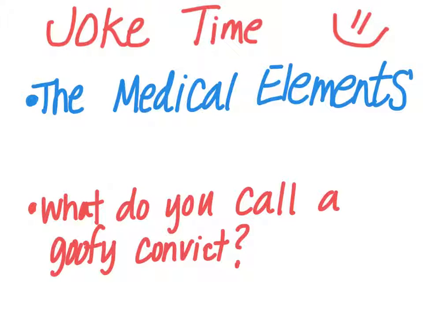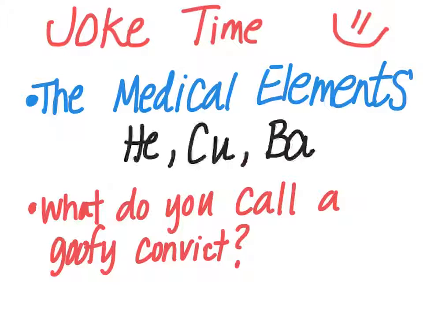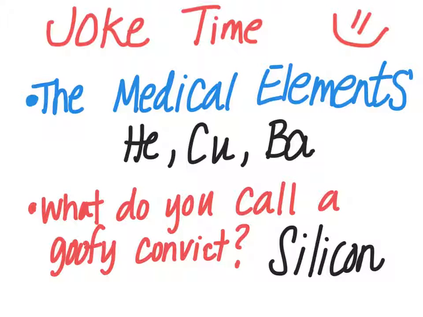So if you'll stay tuned on the next slide, I will end this lesson with some corny jokes. So let's have some fun with periodic table humor. The first one is, do you know what the medical elements are? They are helium, curium, and barium, because if the doctor can't helium or curium, he buries them. How about what you call a goofy convict? He's a silicon. All right, see you in class.